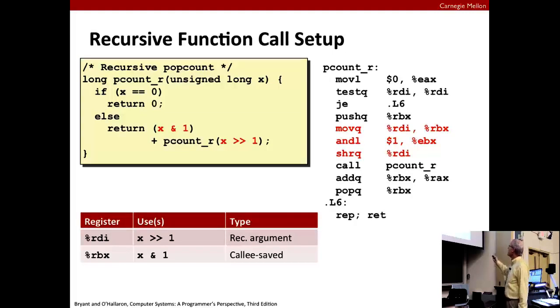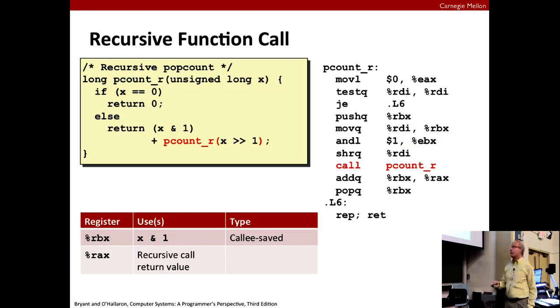And we'll clear out all but the least significant bit of that register. Again, this is one of these weird ones where I can use EBX as a destination knowing that it will zero out all the high order bits. And then I take x and shift it right by one position, which sets me up for this recursive call. So this red code does both of these parts. And now I'm ready to call pcount recursively because I have the shifted value in RDI.